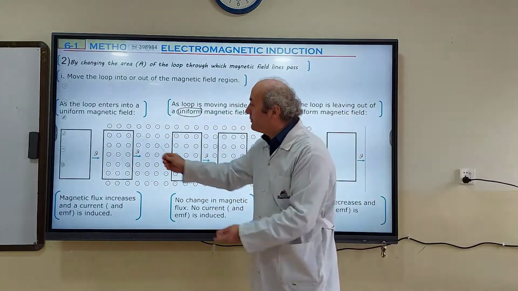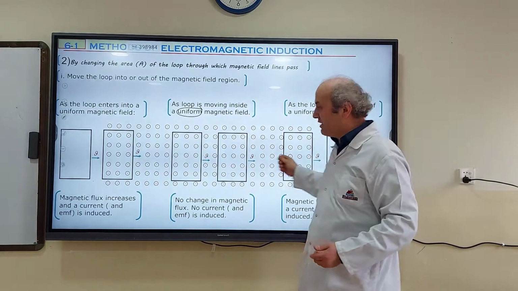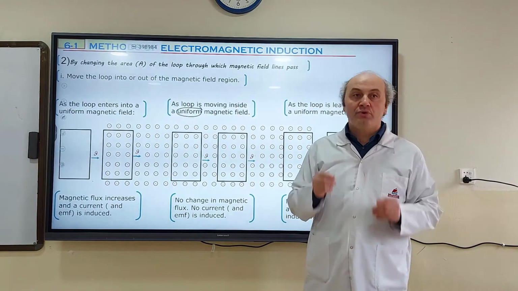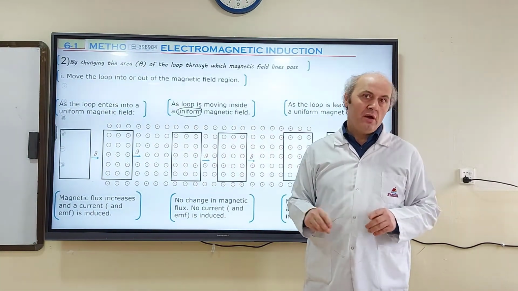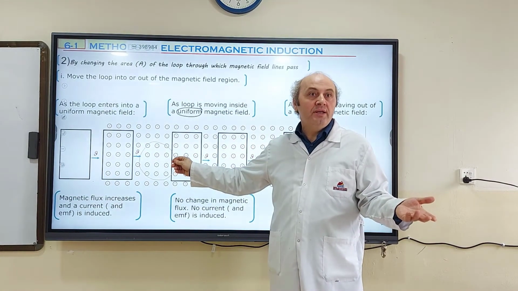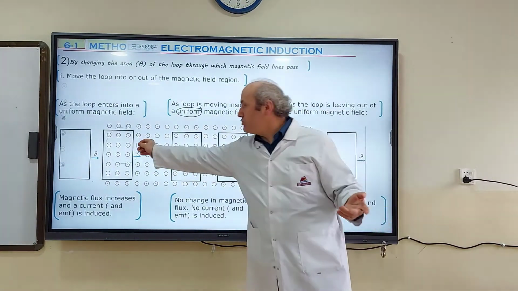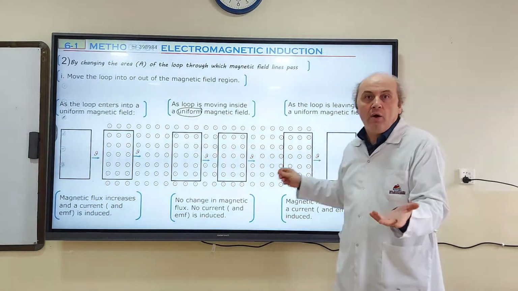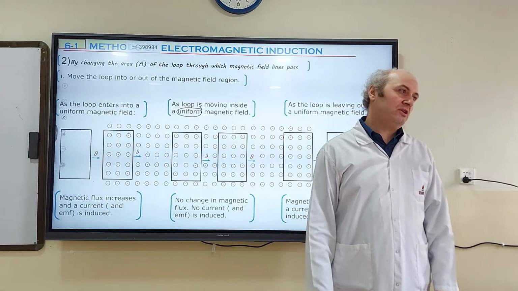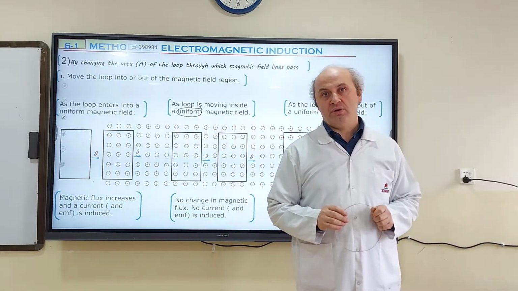And while you are pulling a loop perpendicular to a uniform magnetic field, inside a uniform magnetic field, because there is no change in magnetic flux, there will be no induced current in the loop and no induced EMF. But magnetic flux is maximum. Remember the key word? We need change, not magnetic flux. Change in magnetic flux. So it's maximum, maximum, all are maximum. No change in magnetic flux. No induced current in the loop. No induced EMF can be measured across the loop.